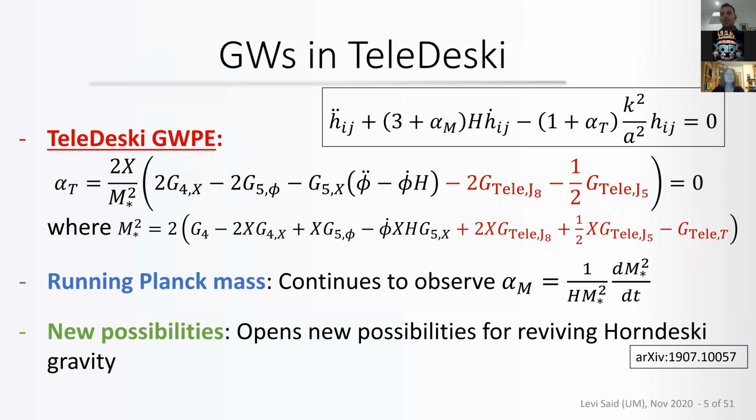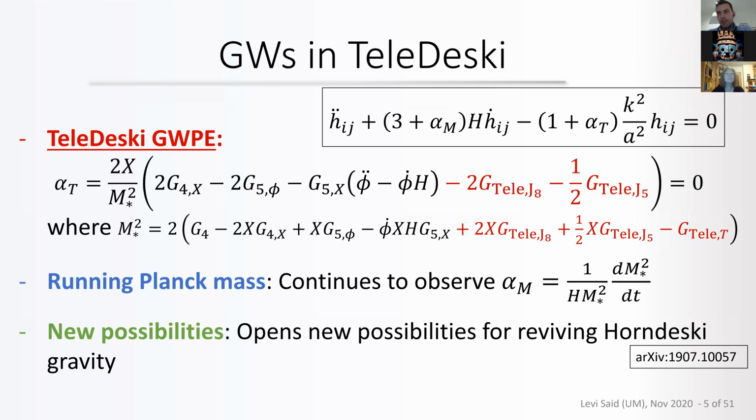And I just want to say one point about gravitational waves. Again, Tessa spoke a lot about this wave equation up here in the box, which is our general wave equation, without a source term, but general in the sense that I'm not assuming a specific theory. Alpha M and alpha T can be the parameterization of my modified gravity in a certain sense.